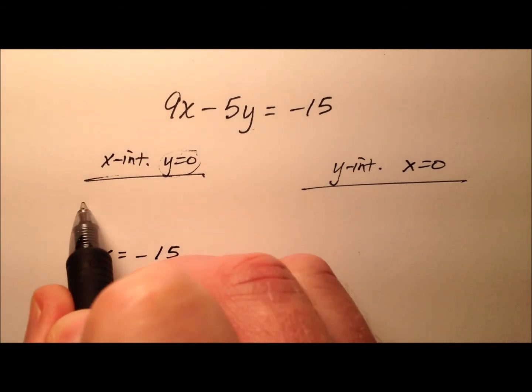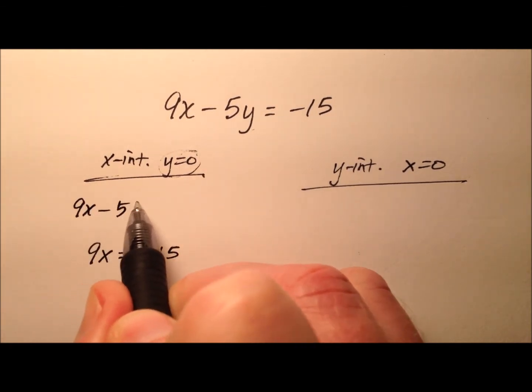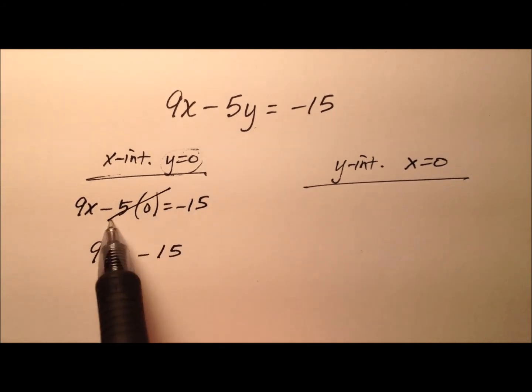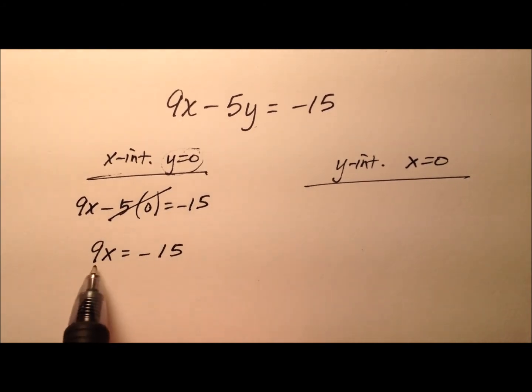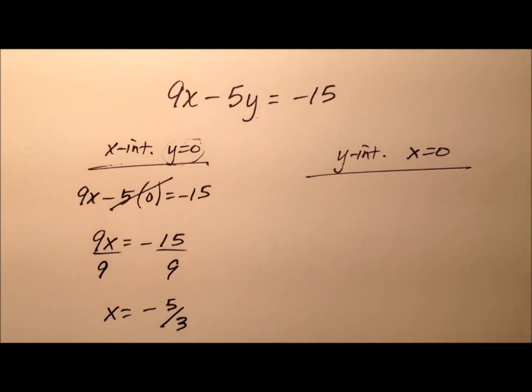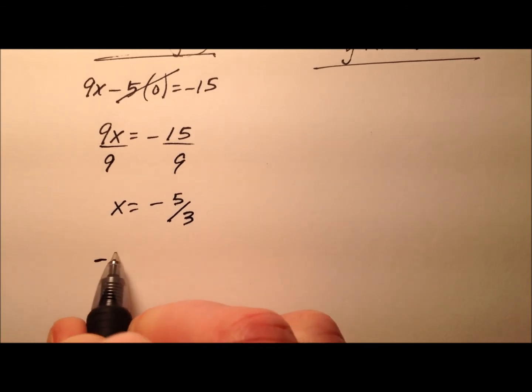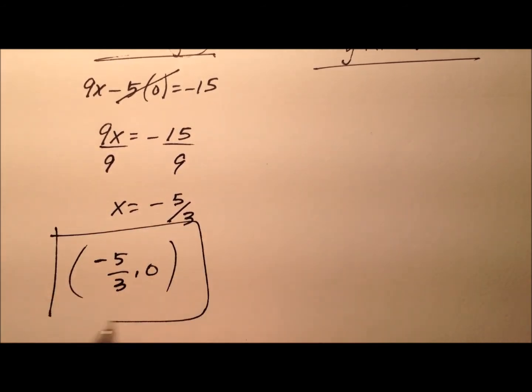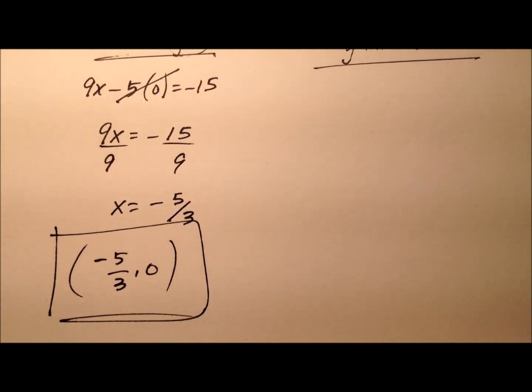But I'll go ahead and show my work. So 9x minus 5 times 0 equals negative 15. So that zeroes out, and I'm left with this, which I can then divide by 9. So x equals negative 5/3. So that ordered pair then would be negative 5/3 for the x and 0 for the y. So there is the ordered pair for our x-intercept.